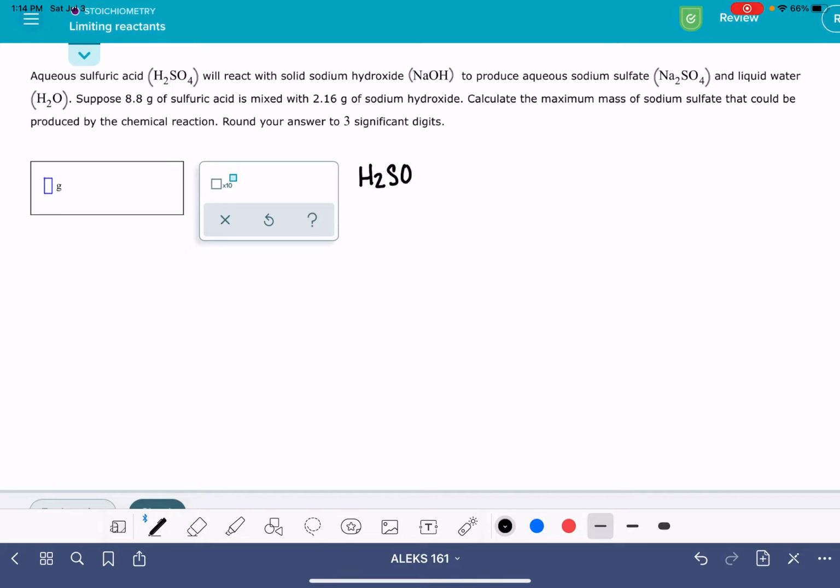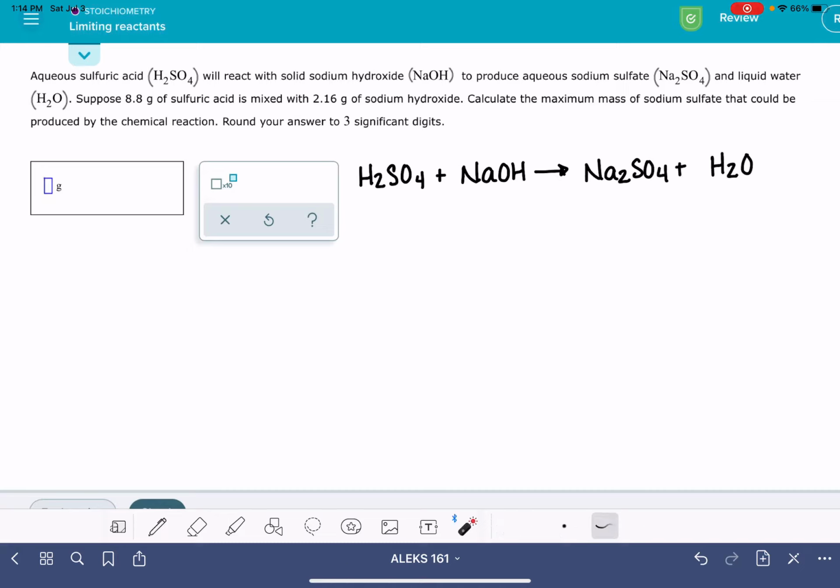Don't worry about writing the states like aqueous or solid or liquid. That doesn't make a difference in this problem. The aqueous sulfuric acid is reacting with sodium hydroxide, so NaOH, and it is producing, so the products are sodium sulfate, Na2SO4, and liquid water, H2O.